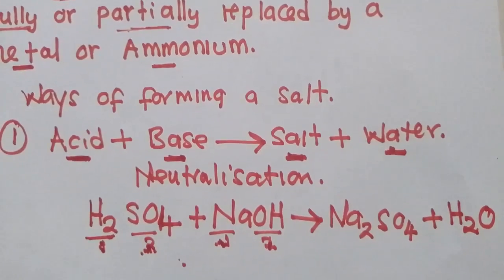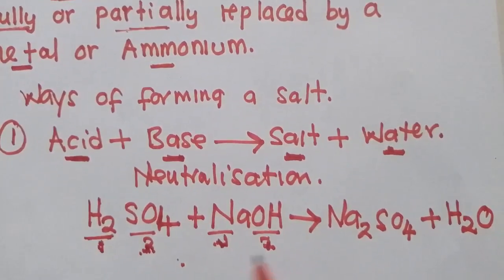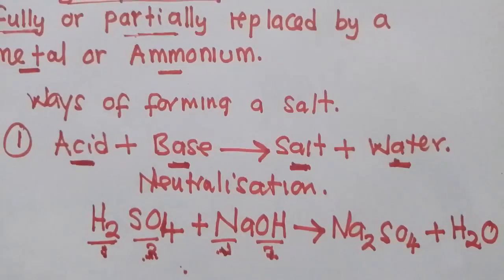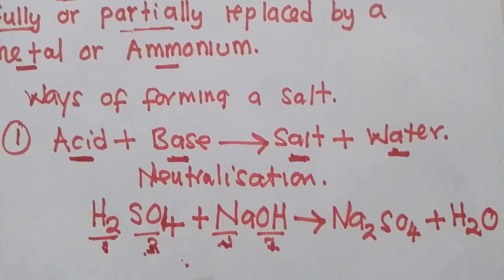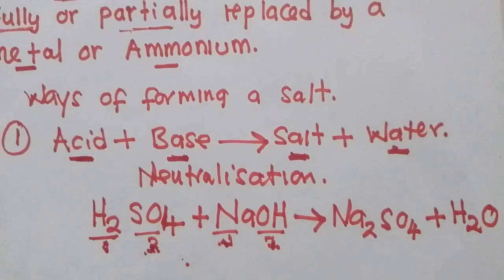So this is a short way of knowing this. One will go with the two. They must move in pairs. This is what you need to know and understand. So this is an example of a neutralization reaction where an acid gets to react with a base.